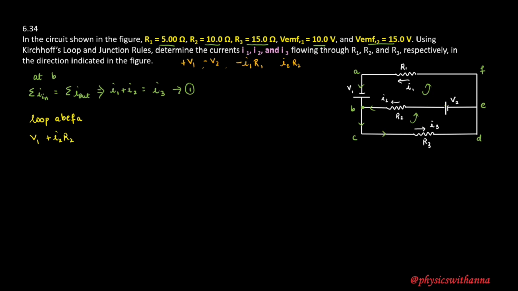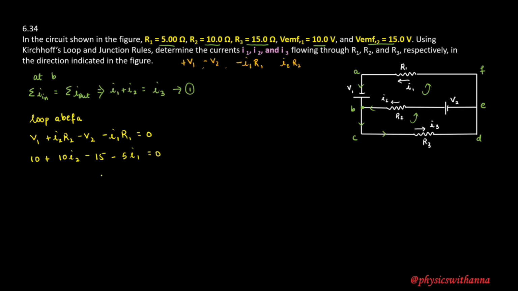Then moving forward, we are entering the positive terminal of the battery. So we take VEMF here as negative. And while going from F to A, we are going in the same direction as current I1. So the potential drop across R1 will be negative I1 R1. And all of this will be equal to 0. Now let's substitute the values. V1 is 10 volt, so we write this as 10. R2 is 10 also, so 10 I2. Minus V2, which is 15. Minus R1, which is 5, so 5 times I1 equals 0.